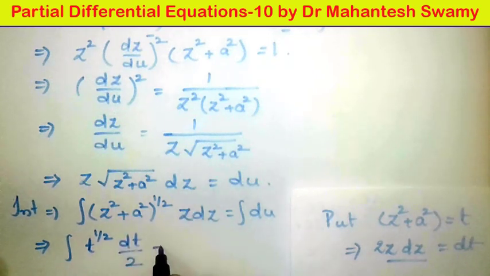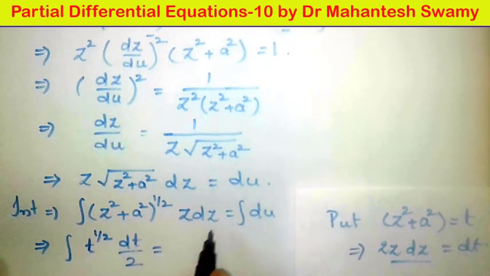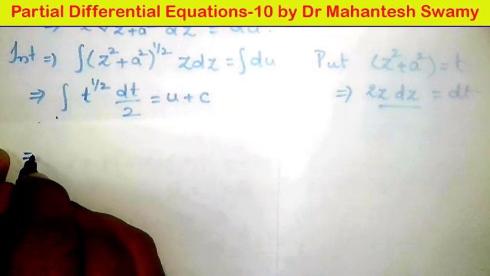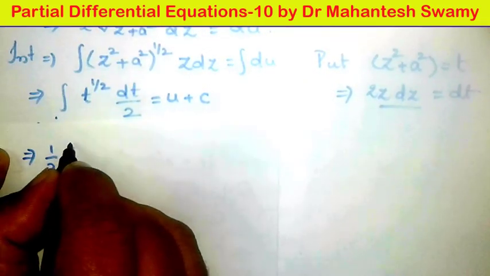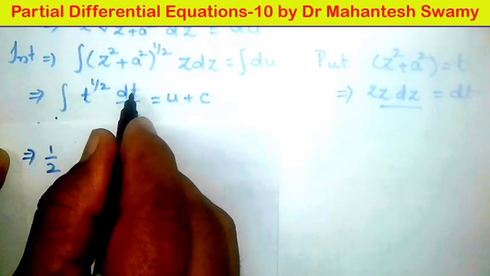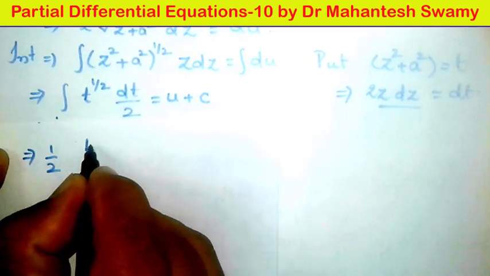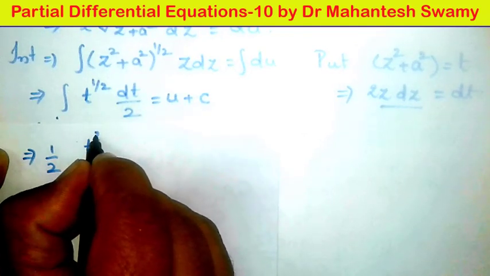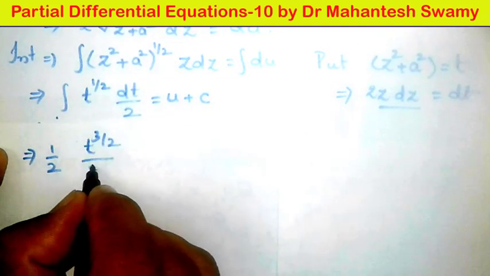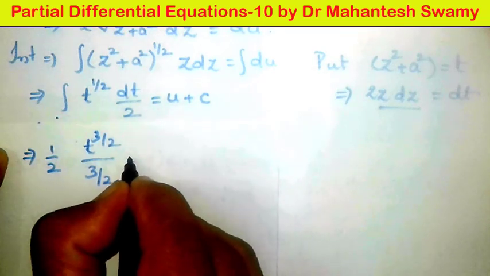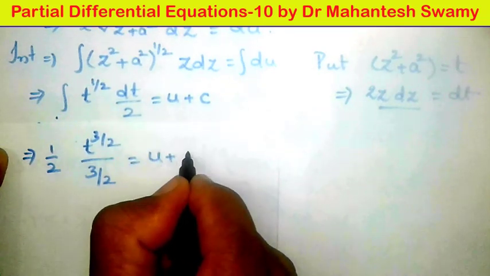that is on the LHS, whereas on the RHS we can write this as integral of 1 with respect to u is u plus the constant of integration c. Now this 2 can be taken outside, that is 1 by 2. This implies 1 by 2 into integral of t to the power of half with respect to t is t to the power of half plus 1. It is t to the power of 3 by 2 divided by 3 by 2 equals, on the RHS it is u plus c as it is.